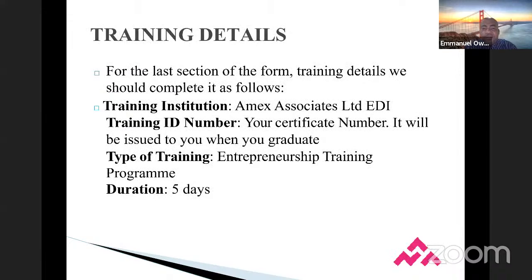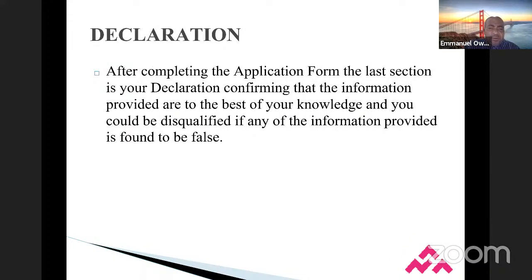So training institution, Ames Associates. Training ID number is your certificate number. We are going to issue the certificate to you very shortly, in the next 10, 20 minutes or so. You have your certificate with you. And it's entrepreneurship training you did, not vocational training. Of course, it was for 5 days, from Monday to Friday. After that, the declaration is where you sign, and then you are home and dry.